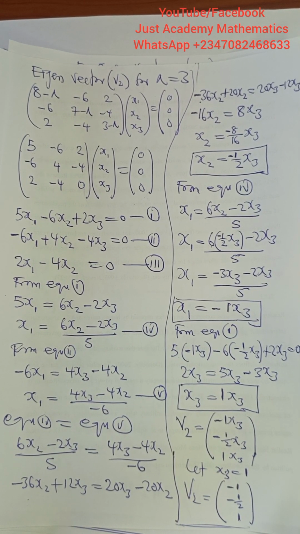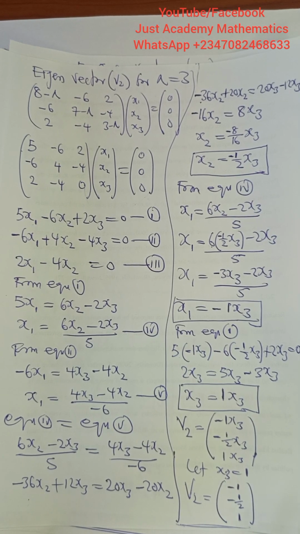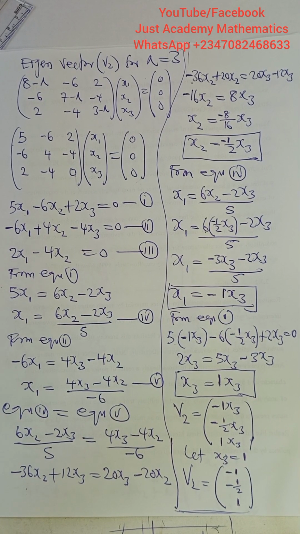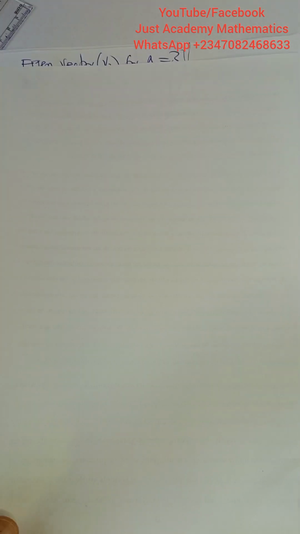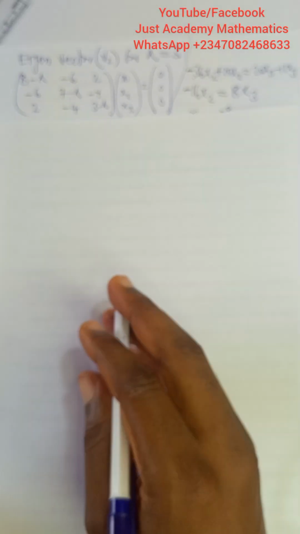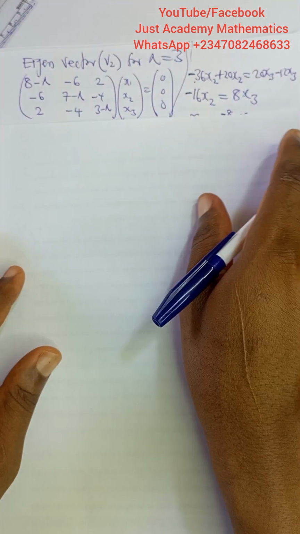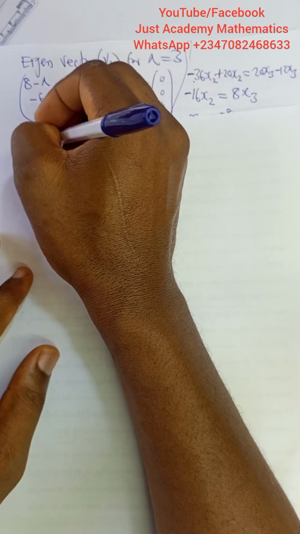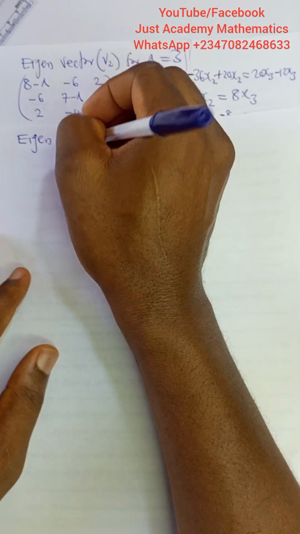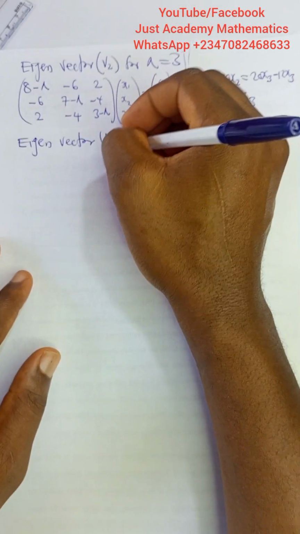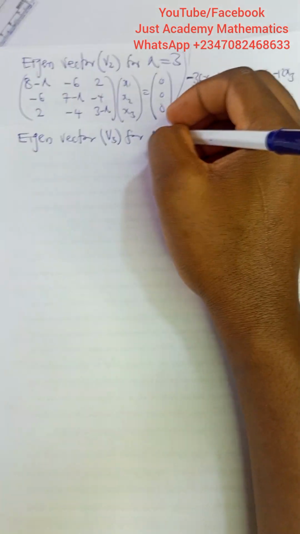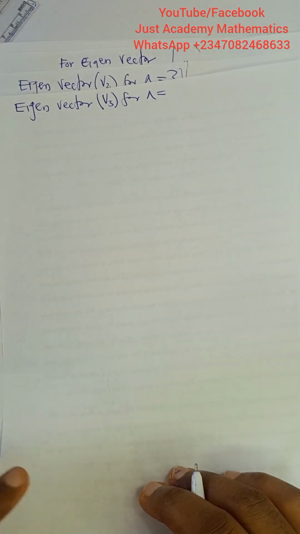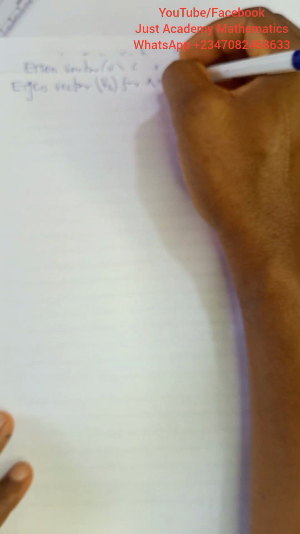Now we go for V3. We'll solve another one for V3. Okay, so let's finish up. Let's solve for the vector. This is the last part of the equation. So this time around we are solving for eigenvector V3 for lambda equals to, what is our third answer, Seth? I think it's 15. Lambda equals to 15.